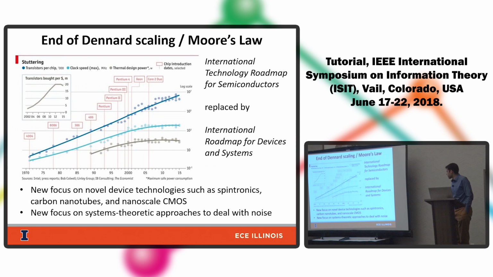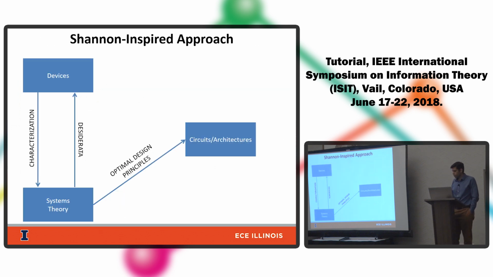Okay. So we want to try to understand these new device technologies like spintronics, carbon nanotubes, graphene, nanoscale CMOS, and so on, and new focus on these system theoretic approaches to deal with noise. Okay, so we want to change how the semiconductor industry works in some sense, which is perhaps a very difficult thing. Right? Culture change is perhaps the hardest thing to do. But what we hope to do is that we want to take devices and take their stochastic characterizations directly into systems theories along the lines of information theory, and then use those to drive optimal design principles.